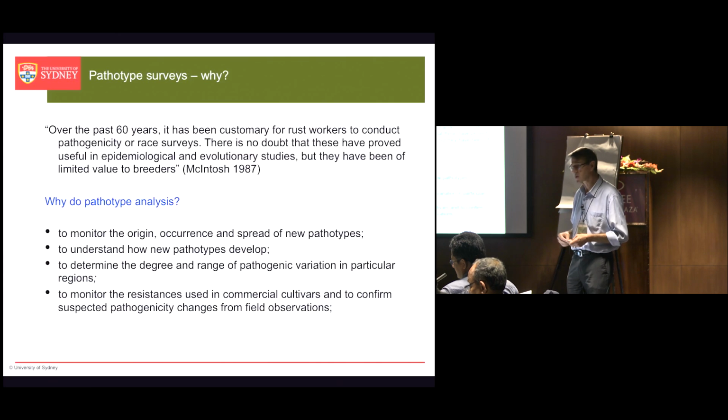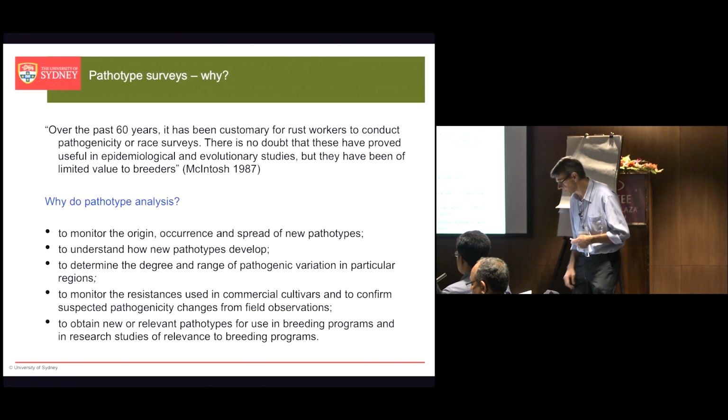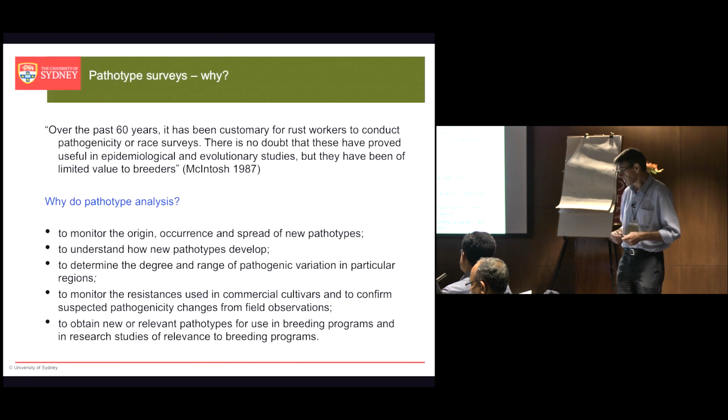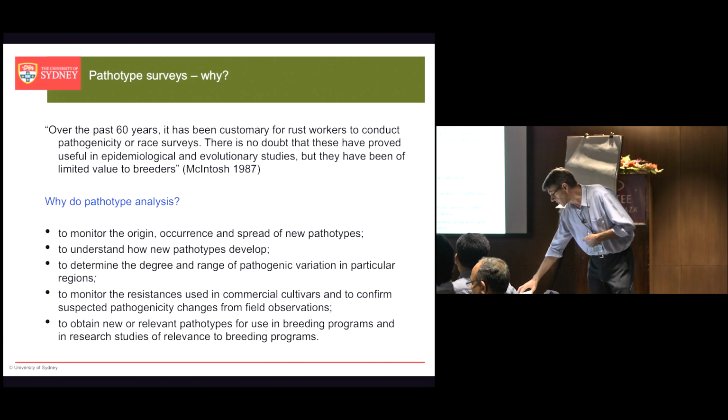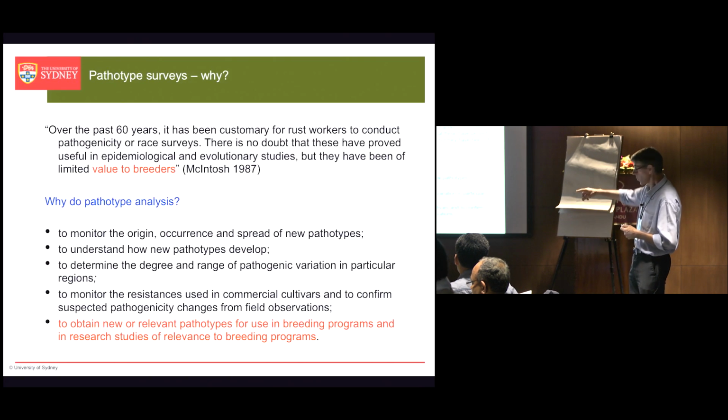So we need to monitor the resistances we put out there. This is part of what we call gene stewardship, looking after the genes after we put them into varieties. And we do that through race analysis. And finally, to obtain new or relevant pathotypes for use in breeding programs and in research studies of relevance to breeding programs. So this is the last one here, where the value to breeding comes in.